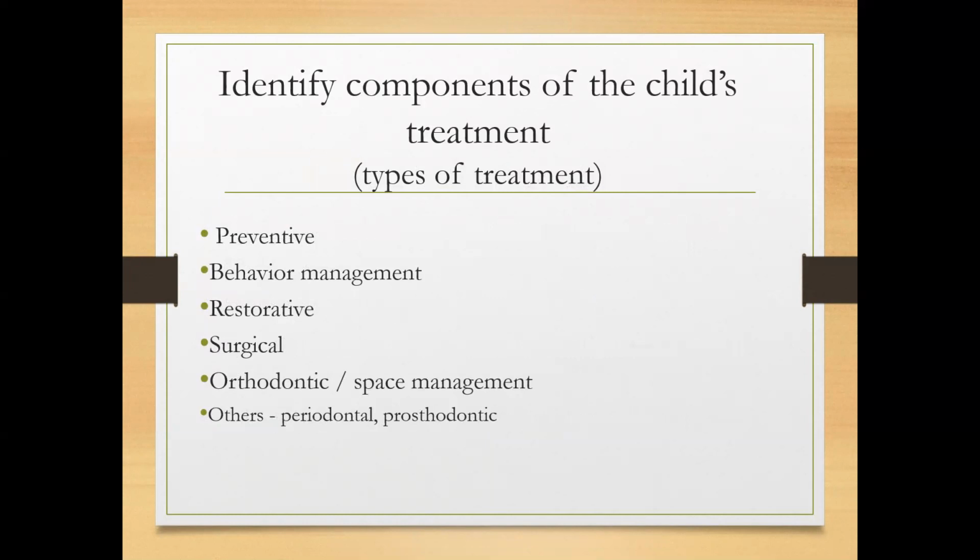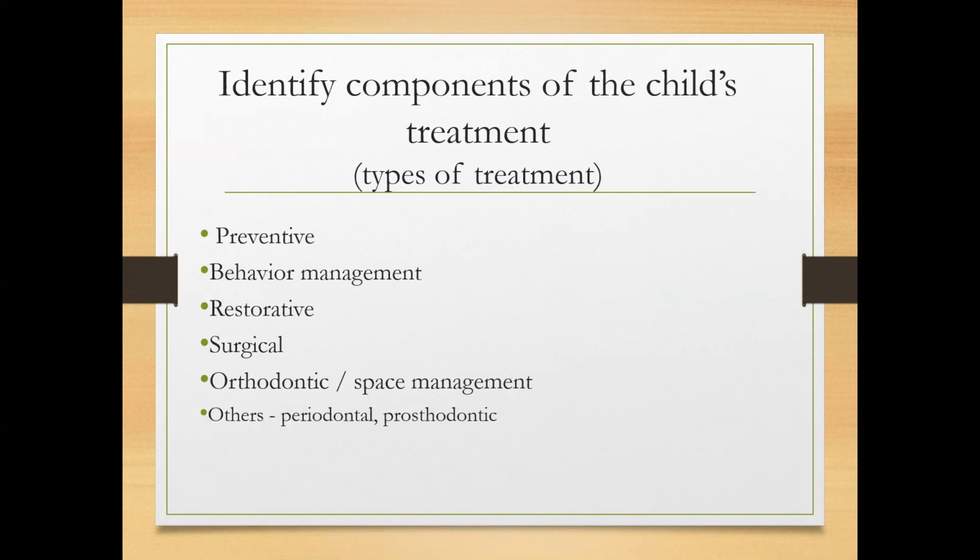So identify components of the child's treatment, types of treatment. There's preventative treatment, so that may focus more on diet, nutrition, oral hygiene instructions, your fluoride and preventative regimens, SDF. Behavior management, again, we talked about just observing the child throughout the initial appointment to see where they are and what they may need off of the behavior management menu to get through the treatment, or do you need to refer them out to a specialist? Restorative care and surgical care, orthodontic space management, and others, perio and prosto.